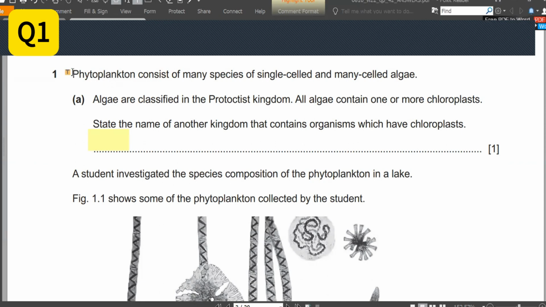Here, phytoplankton consists of many species of single-cell and many-cell algae. Algae are classified in the Protist kingdom. All algae contain one or more chloroplasts. State the name of another kingdom that contains organisms which have chloroplasts. So you may want to have a quick revision regarding the kingdoms. Hold on, let me search the information.